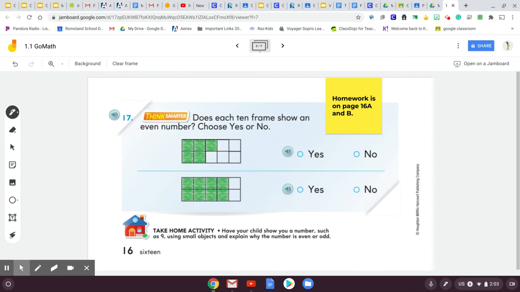Okay. We're going to go on to the bottom of page 16. Does each ten frame show an even number? Choose yes or no. So please, is this even? No, this one does not have a pair. It's all by itself, so that is no, that is odd. So you're going to put no right here. What about this one? Does this one have an even pair? Yes, so you're going to hit yes.